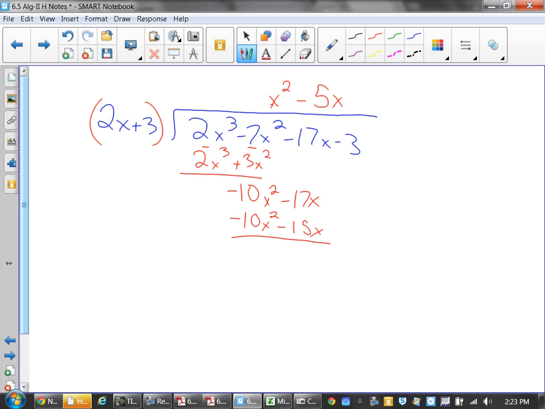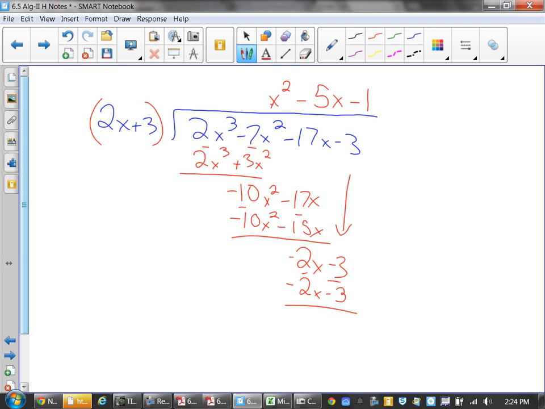Negative 17 minus negative 15 is how much? Negative 2, very good. And then bring down the negative 3. How do you change 2x into a negative 2x? Negative 1, good. Multiply out, you get negative 2x minus 3. And once again, I'm subtracting both of those. So I have negative 2 minus negative 2 and negative 3 minus negative 3, and that gives me 0.